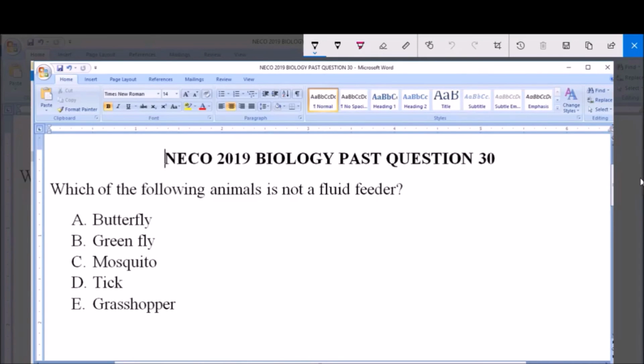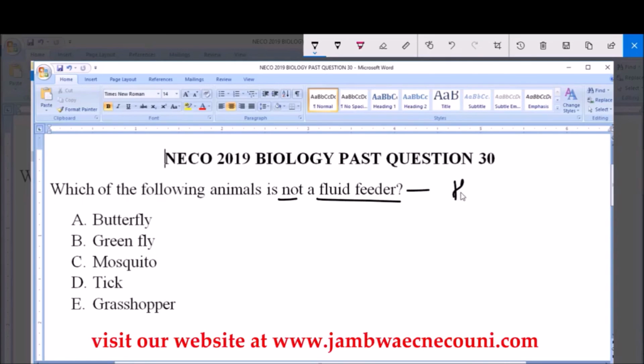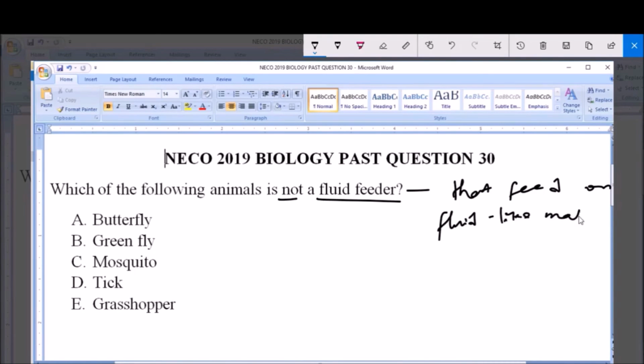I will be answering NECO 2019 Biology Past Question 30. Which of the following animals is not a fluid feeder? A. Butterfly, B. Greenfly, C. Mosquito, D. Tick, and E. Grasshopper. So the question is which of the following animals is not a fluid feeder? Now fluid feeders are simply organisms or animals that feed on fluid-like materials for their essential nutrients.